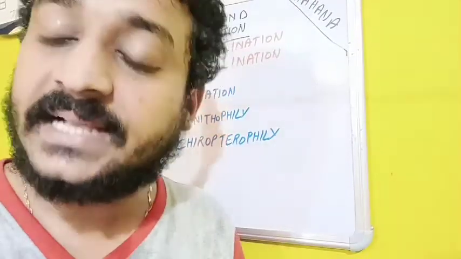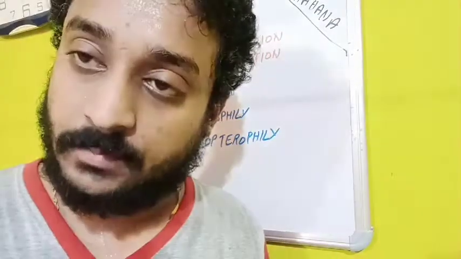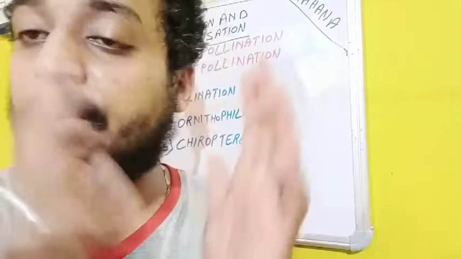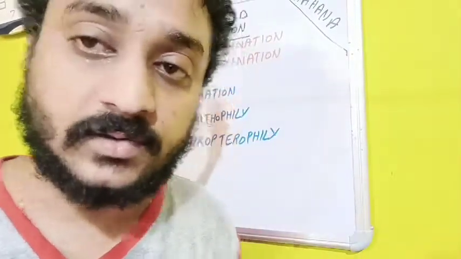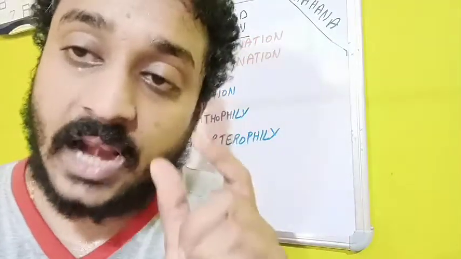These are the main examples of entomophily. Example of anemophily: maize, because their anthers are very nicely hanged outside, so that the wind could come and sweep away the pollen grains. Now hydrophily, here the pollen grains must be very much lightweight.